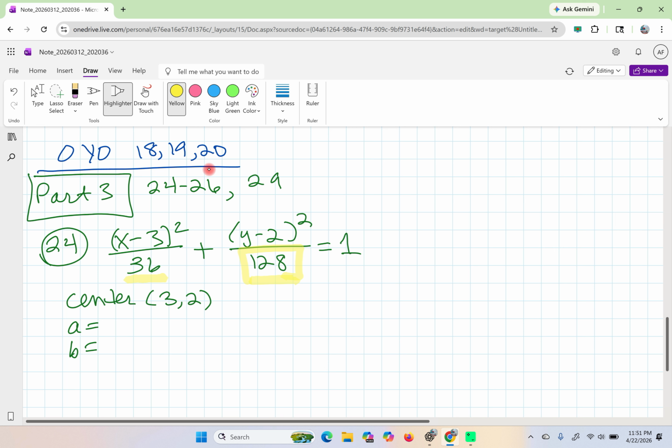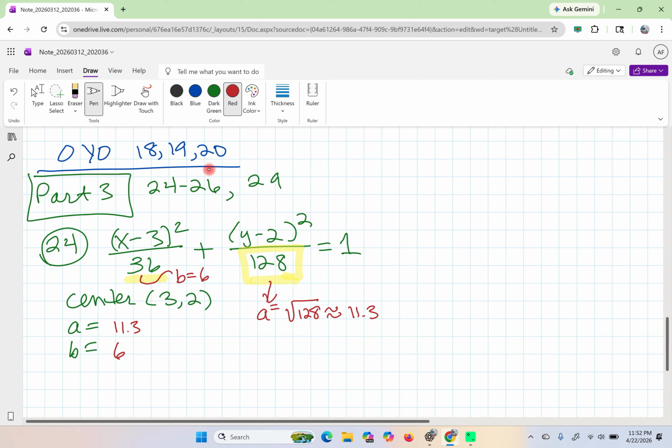And 128 is obviously bigger. So based on that, we then know that this is our A value. We need to find the square root of 128. Use your calculator. And this approximates 11.3. So since this is A, that means that B is square root of 36, which is 6. So A is approximately 11.3, B is 6, and now we have what we need to graph.